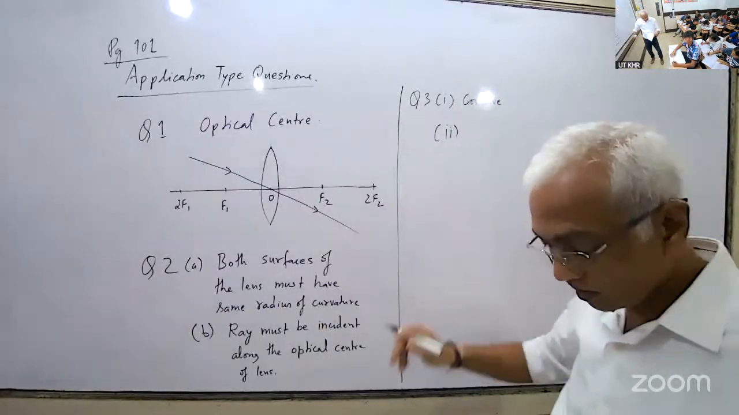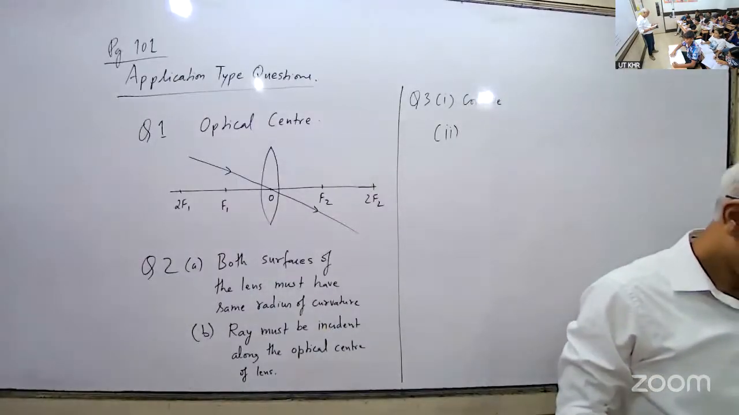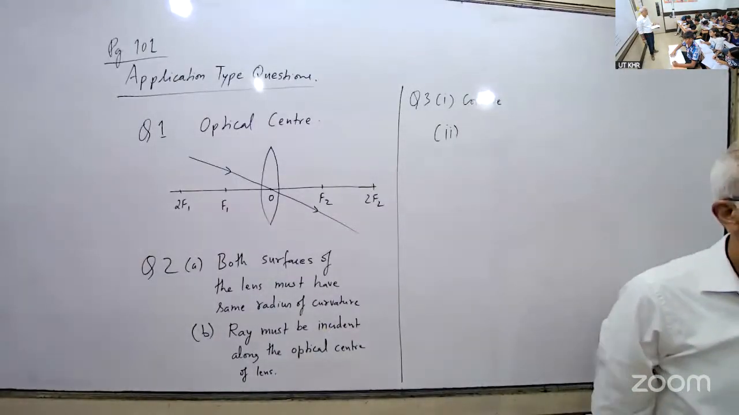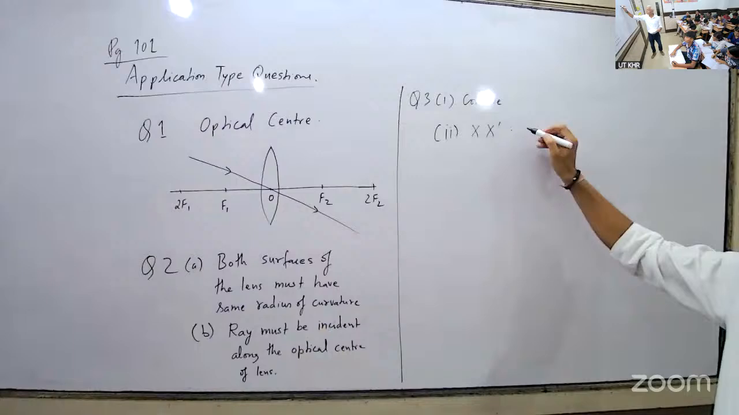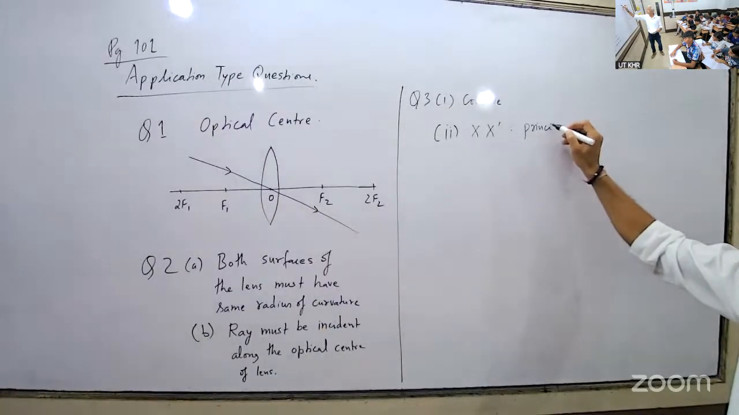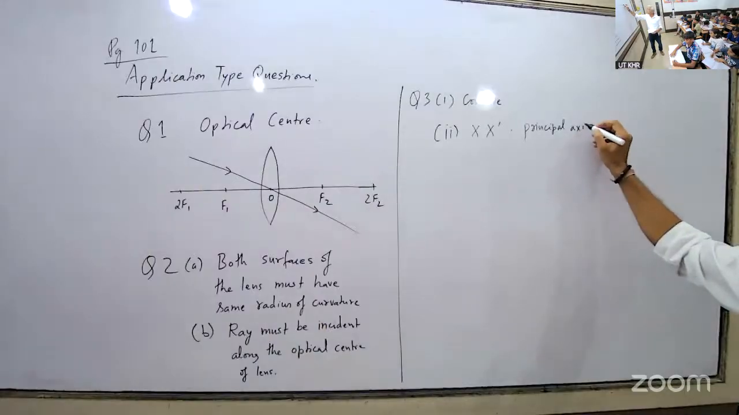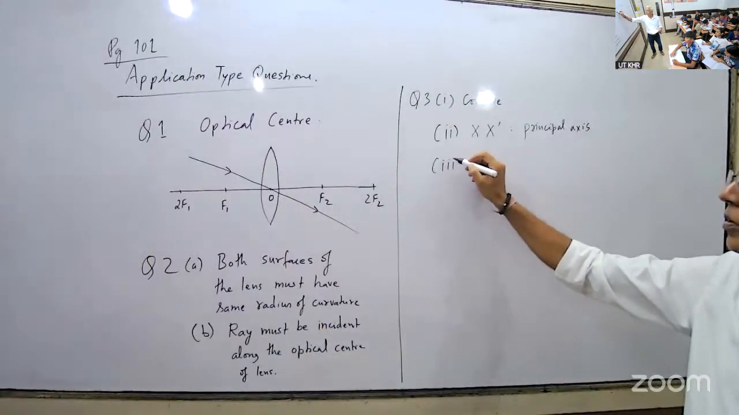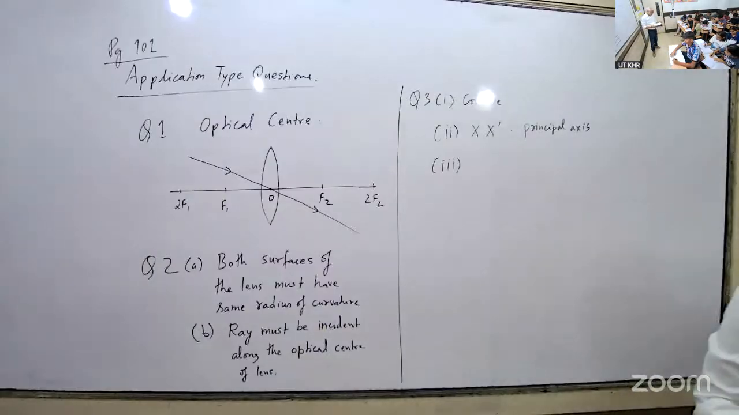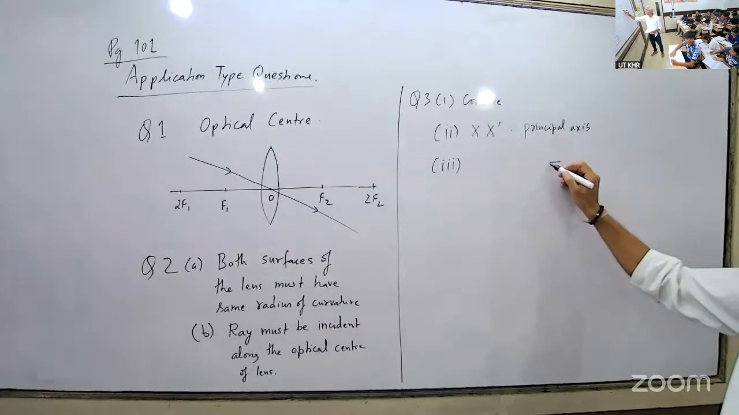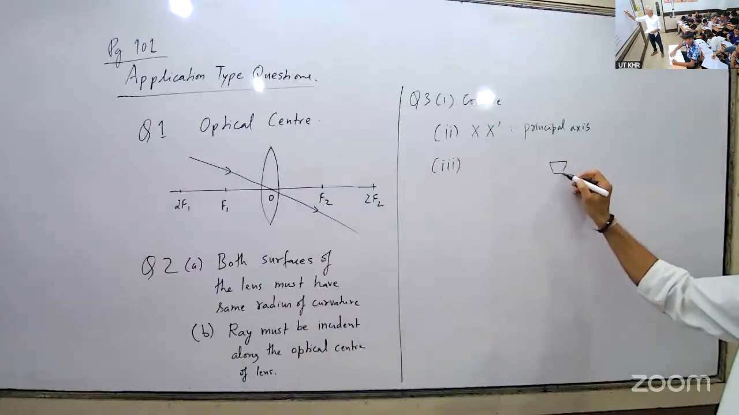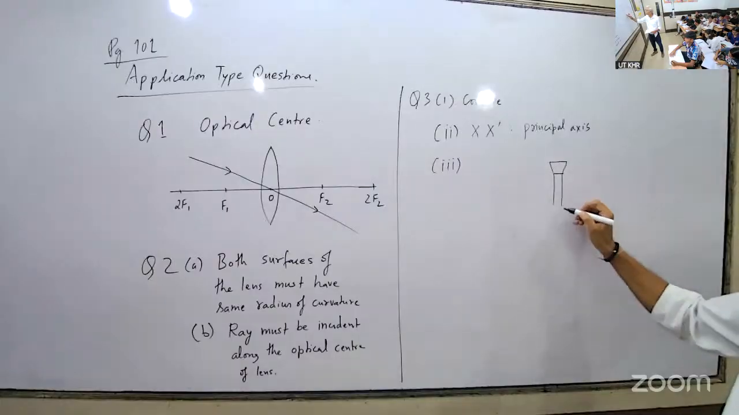What is to be done in the second part? What is the line x called? Principal axis, correct. Third. Complete the path of incident ray AB after passing through the lens. So how should it be? It will be deviated. So the lens action, right? Because it is shown like a prism.